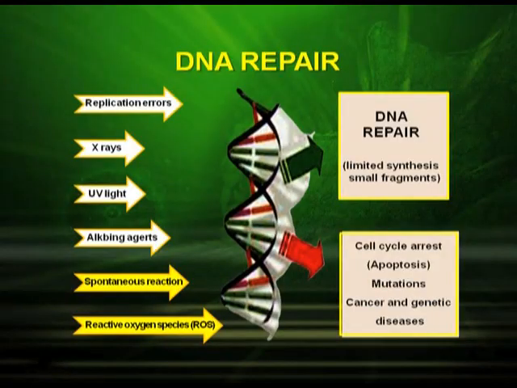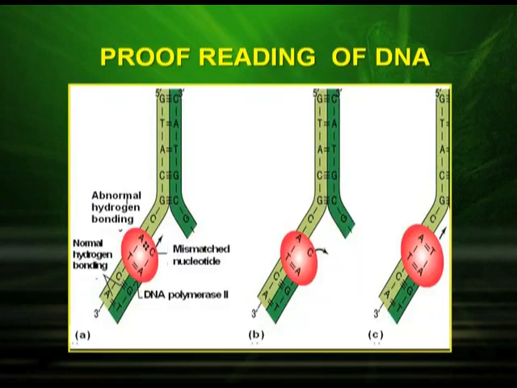Now, another very important feature is that DNA has an inbuilt repair mechanism. If anything goes wrong, that means if any mutation occurs in the DNA, it can repair by itself. And this process is called the proofreading of DNA.